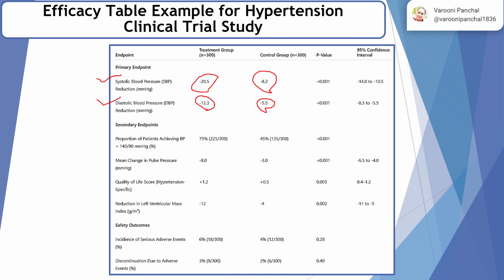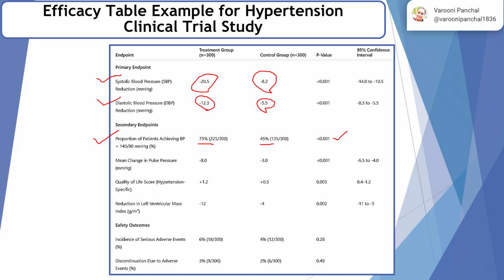Proportion of patients achieving BP less than 140 over 90 millimeters of mercury. This endpoint shows the percentage of patients achieving the target blood pressure, less than 140 over 90 millimeters of mercury. A higher proportion in the treatment group, 75% versus 45%, suggests better efficacy in reaching controlled blood pressure levels.